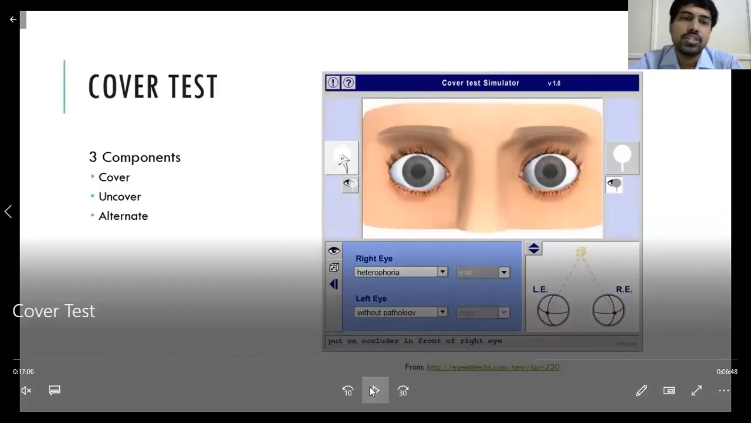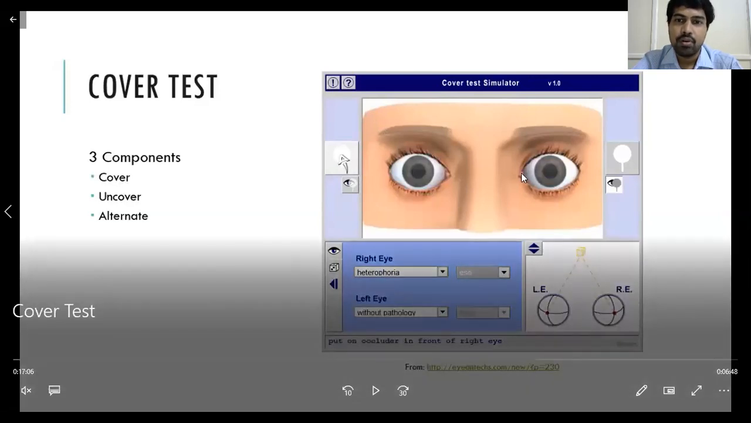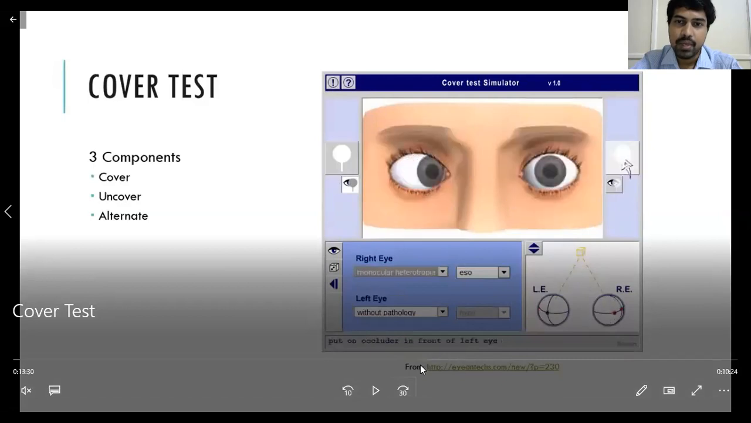From the uncover test, you can know whether there is any heterophoria or not. From the cover test, you can know whether there is any heterotropia or not. From the alternate cover test, you can know whether an alternating squint is present or not. In heterophoria, both eyes look as if they are straight, whereas in heterotropia you see some deviation like this. In these cases, you have to identify whether the heterotropia is only in one eye or alternating between both eyes by performing the alternate cover and uncover test. So that is about this video. Hope you are clear. Any doubts you can ask later on.